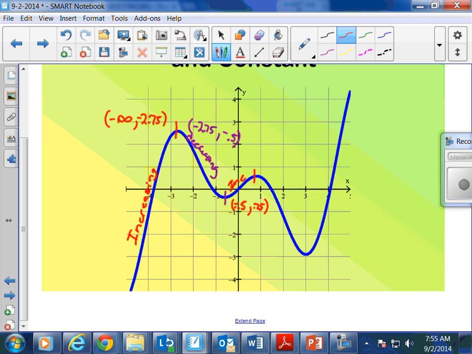And then from there, the function decreases again. So let me take out my purple color and write decreasing, because as x is increasing, the y is decreasing. That's the reason why it's a decreasing function. So let me write my lowest point there. And in this case, my decreasing function for this one is going to go from 0.75 to about 3.